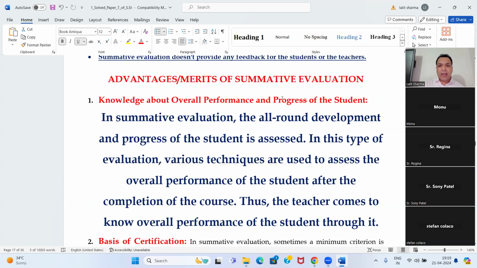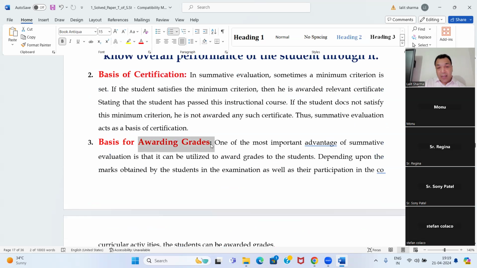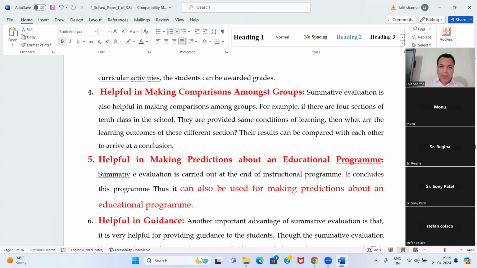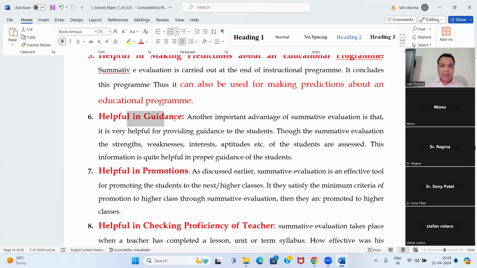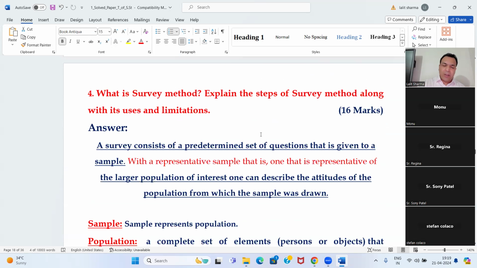तो ये एडवांटेजेस हैं. ओके, एडवांटेजेस भी आप देख लेना गाइस, वही हैं. Basis of awarding grades, यही होता है ना, grade, you award the grade after the exams. Okay, students are given the grades summative way. Helps in making comparisons among groups, helps in making predictions about educational programs, helpful in guidance, helpful in promotion, helpful in checking proficiency of the teacher. Okay, right? So we have discussed about the evaluation and the types of evaluations. Okay, evaluations you have come to know that types भी तीनों types होगी, comprehensive and continuous, formative and summative.